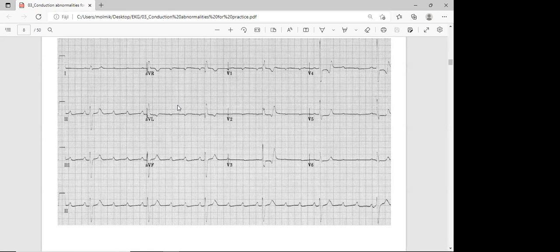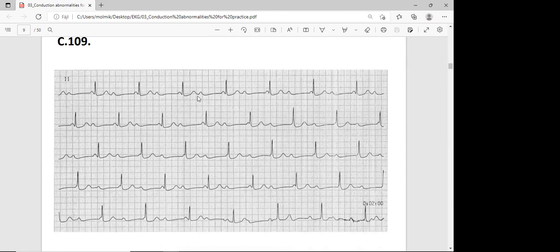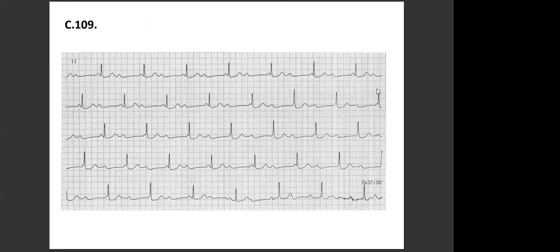So never ever forget to look at the width of the QRS as well, because that's important. Okay, good. 109. Oh, that's a tricky one again. Hopefully you figured it out. Okay, let's see who has 109. Okay, I have the 109.